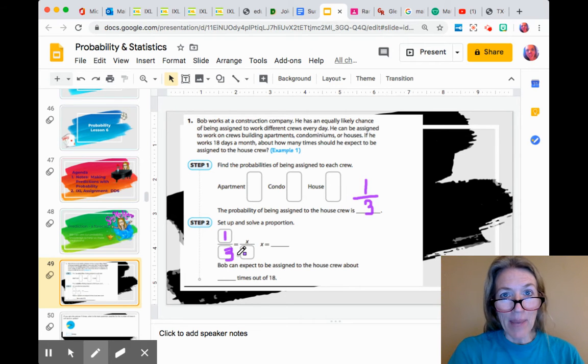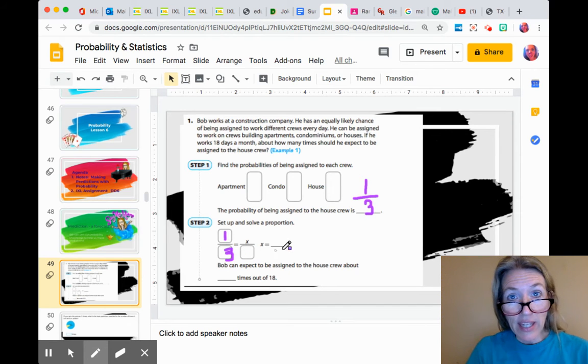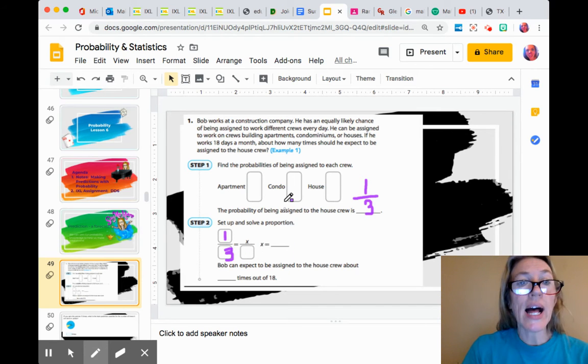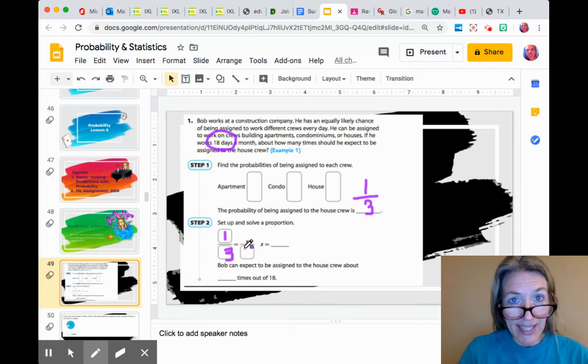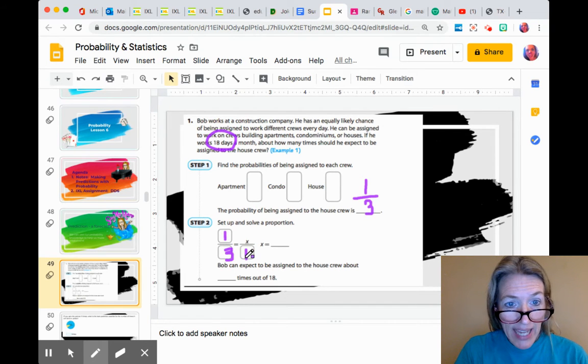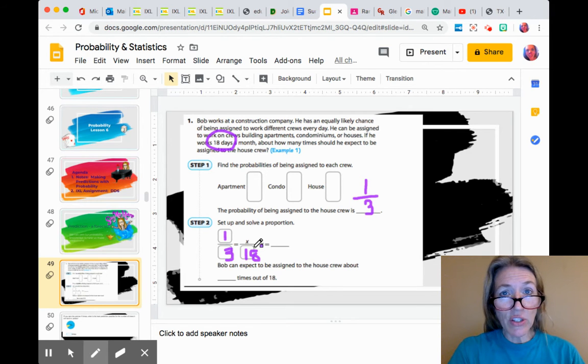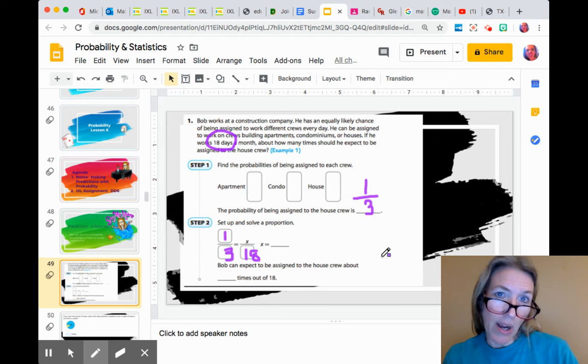Now I'm going to set up a proportion and use that proportion to solve for the unknown information. So let's see, it says how many days do you think he would be assigned if he worked a total of 18 days? So I'm going to put 18 in the bottom part of my ratio. And then I'm putting my X in the top part. So I can now solve this proportion for X and find out how many days out of the 18 we would expect for him to work on the house crew.